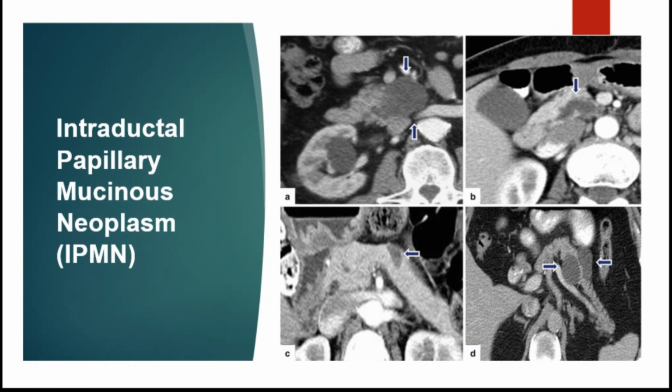And this is the CT of intraductal papillary mucinous neoplasm. The name explains everything. It's in the duct. It's mucinous. It's a tumor. So, a tumor in the duct with mucinous content looks like a cyst. The name is self-explanatory.